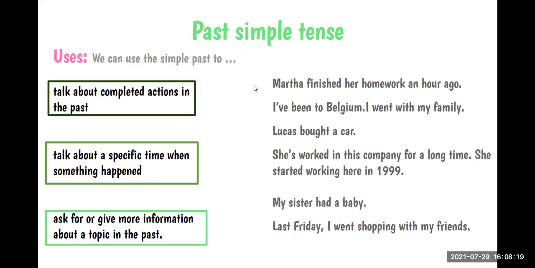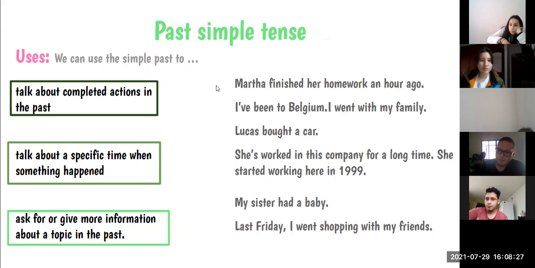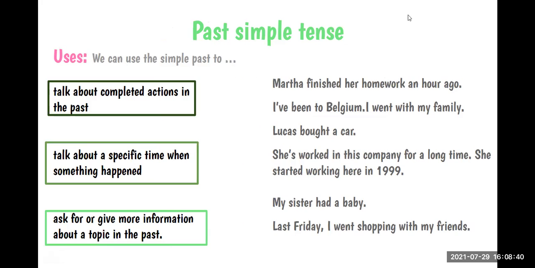Martha finished her homework an hour ago. What can we say? Which of these functions are we using in the first sentence? Talk about a specific time when something happened. Yes, a specific time when something happened. Okay, and also it's a completed action, right? Both. We are going to write this one: a specific time when something happened.